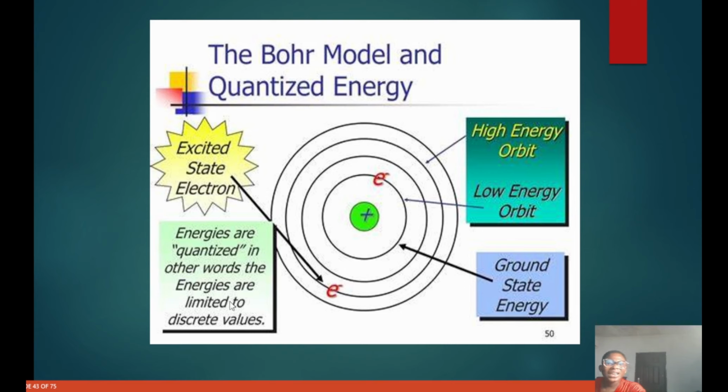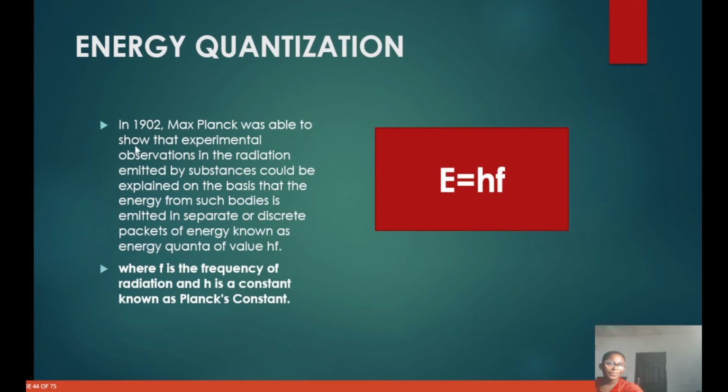In other words, the energies are limited to discrete values. They are quantized, limited to small values. So look at it being excited. When light is incident on this atom, it becomes excited, leaves that point and goes to another energy state, and that is what Bohr's model proposed.